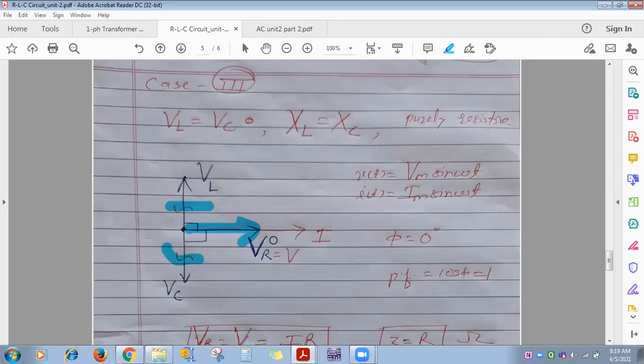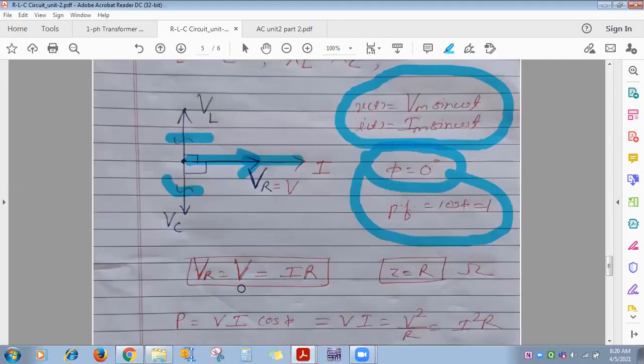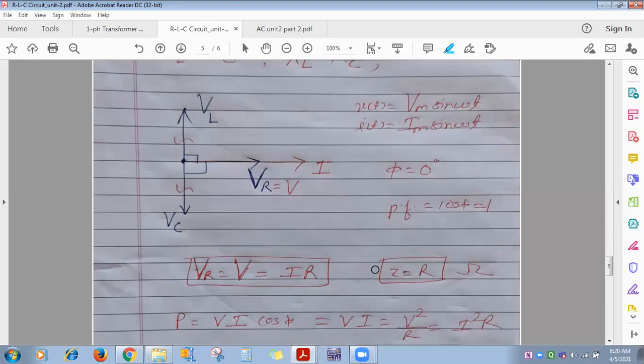Again, you can find here total voltage and total current are in phase. Means what is the value of phi? 0 degrees. So power factor will be unity. Same case we have seen for resistance also, a purely resistive circuit. That's why, as voltage and current are in phase, V of t is Vm sin omega t, then I of t will be Im sin omega t. And VR is equal to V. If I and R are given to you, then you can also find the total voltage, because VR is equal to IR, which is equal to V. And total impedance, if asked, will be equal to the value of resistance. You don't have to consider XL or XC.